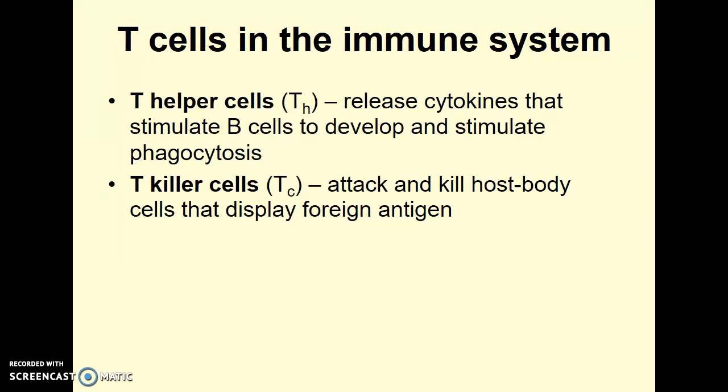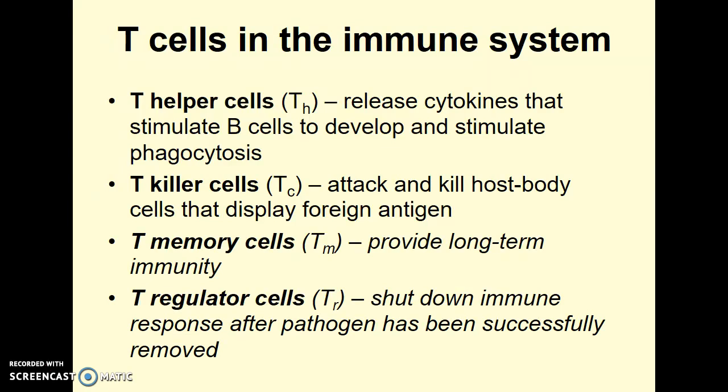Here are the T cells that we are going to look at in the immune system. So the T helper cells release molecules called cytokines. Now these will activate or move cells, and they stimulate the B cells to develop, and they also will stimulate phagocytosis to occur. Then we've got the T killer cells, or cytotoxic T cells, which will attack and kill any host body cells that display the foreign antigen. So a lot of what the immune response does here is attack our own infected cells.